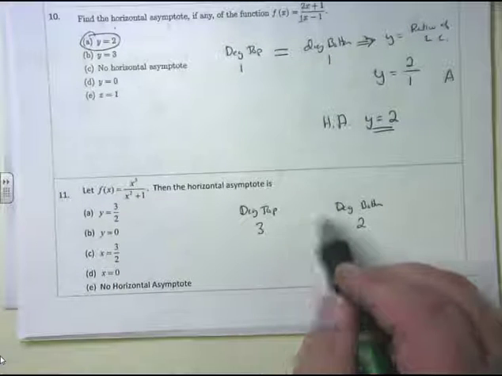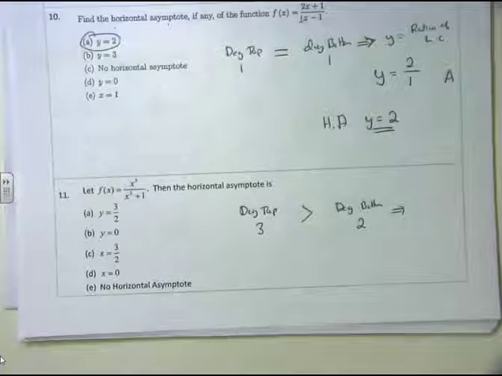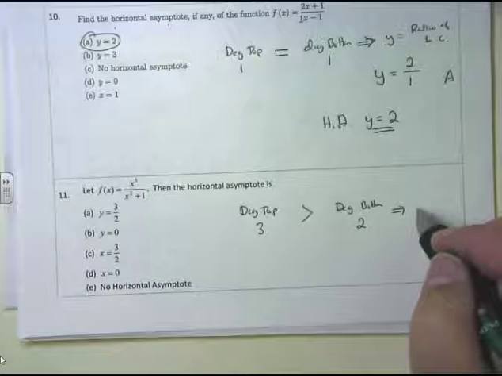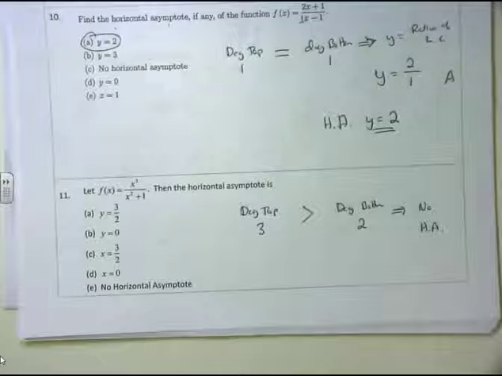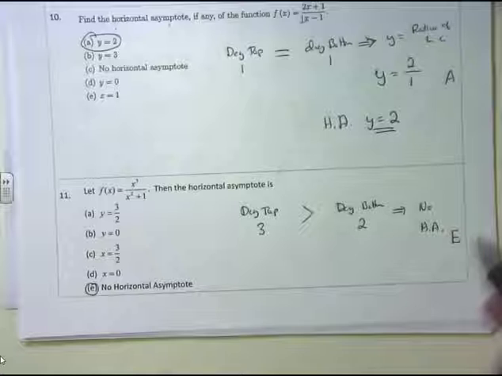Here, the degree of the top is greater than the degree of the bottom. And according to the horizontal asymptote theorem, when the degree of the top is greater than the degree of the bottom, then there is no horizontal asymptote. So the answer for this problem would be E, no horizontal asymptote.